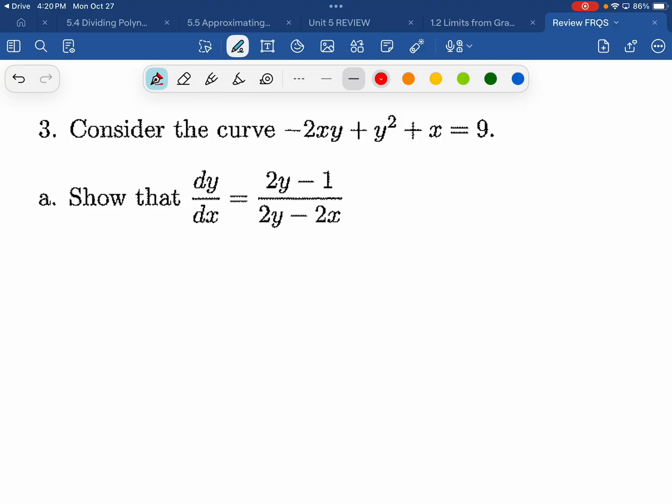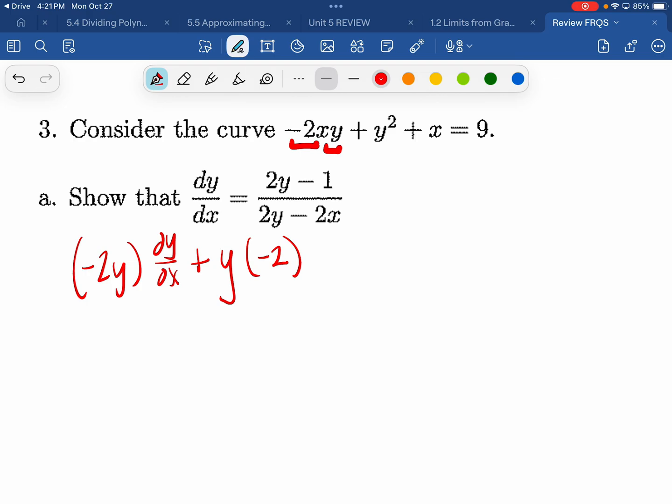All right, so we're going to take the derivative and we're going to show that dy/dx equals this expression right here. On this first part, we do have to use product rule. So we have the first function, derivative of the second, which is just going to be 1 dy/dx, plus the second function, and then the derivative of the first, which is going to be -2, plus the derivative of y squared, which is 2y dy/dx, plus the derivative of x is 1, the derivative of 9 is 0.